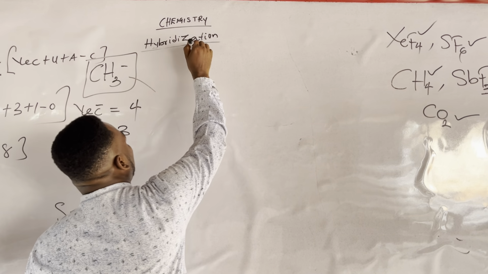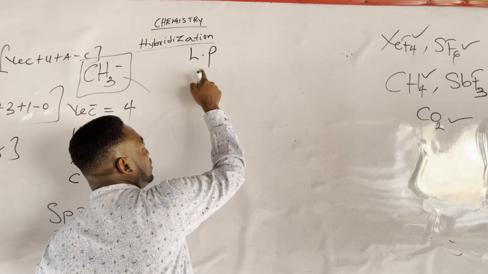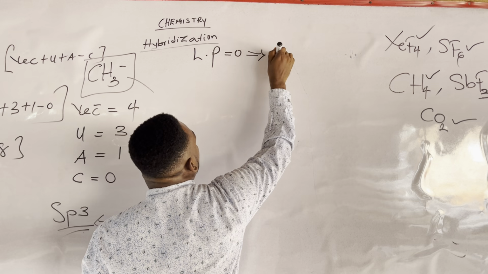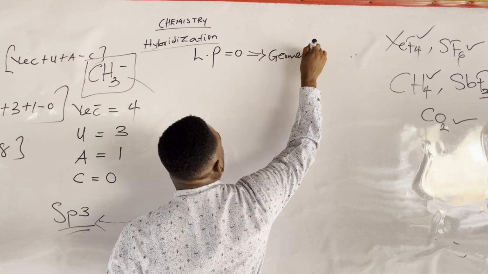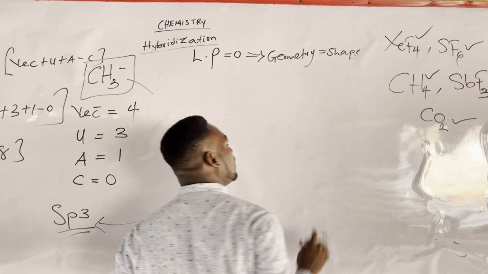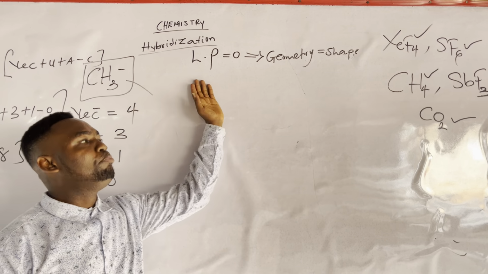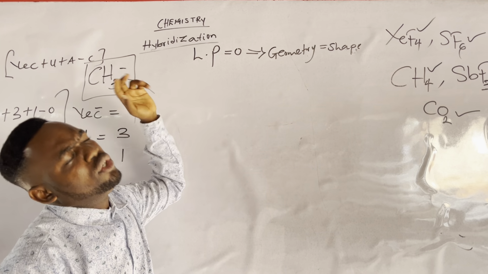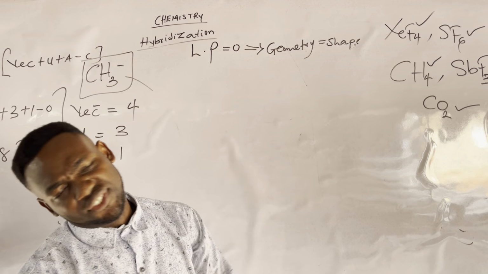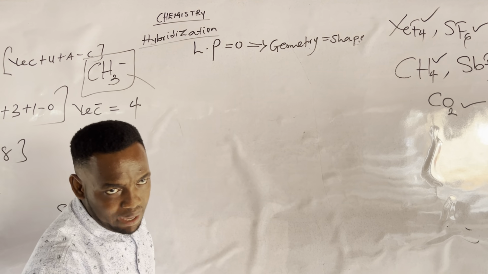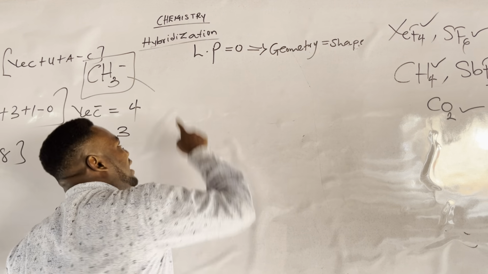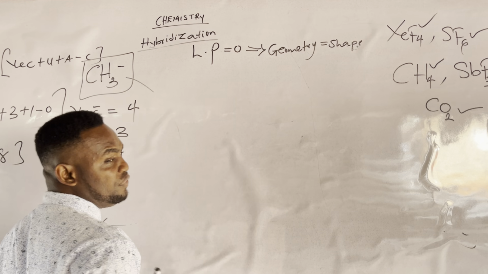So when lone pairs of electrons is 0, what does it imply? This implies that geometry will be equal to what now? Shape. Geometry will be your shape if lone pair is 0. What then does it mean? It means that shape changes when lone pair changes. Alright? For example, I'm going to first of all drop a table now, then tell you what I mean by this. And that will be all for this video.